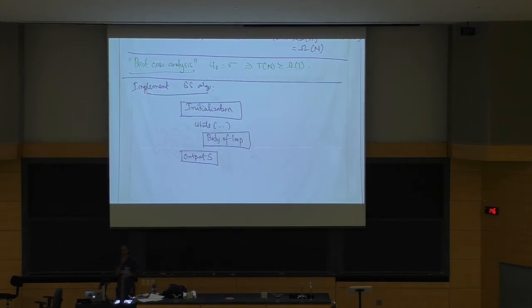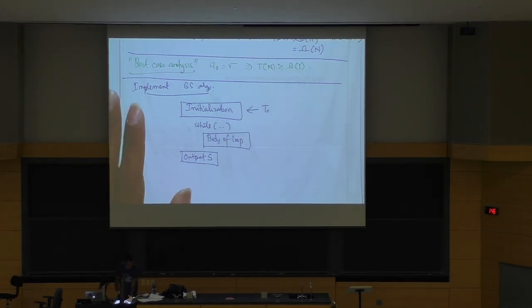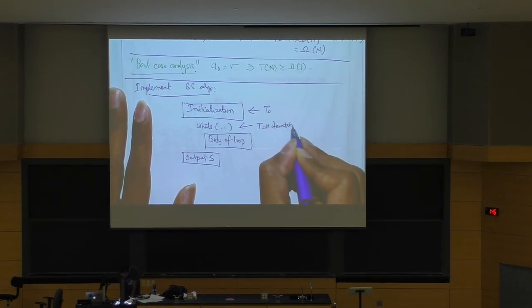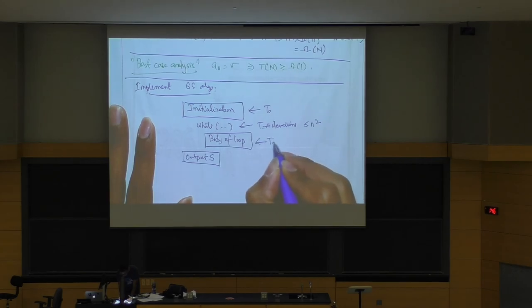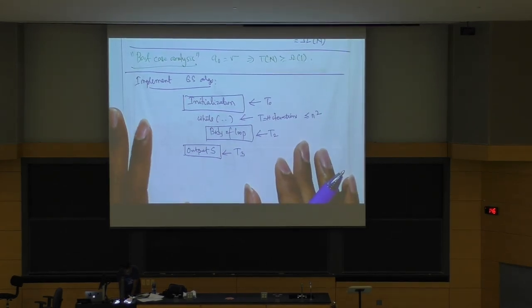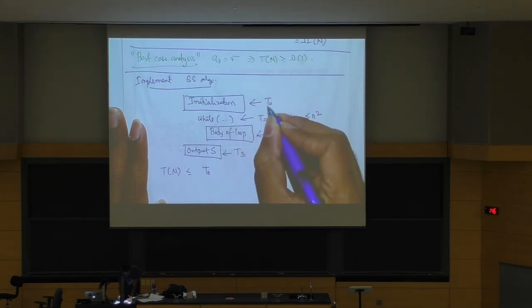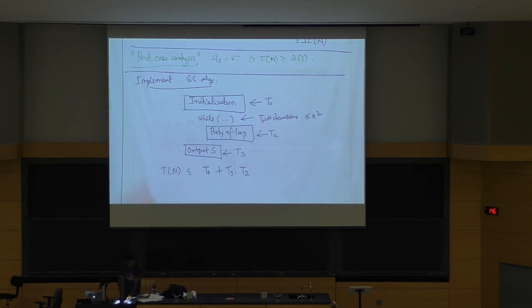Okay. And so again, if you look at the structure, it's actually similar to what we did for linear search too, except we have this extra initialization step. Let's say it takes time T0. Let T1 be the number of iterations, which we have already argued is n squared. Let the body of the loop be T2, outputting be T3. And so what we have overall is T of n is at most T0, which is the initialization step, plus T1, the number of iterations, times T2, the worst case time it takes on each iteration, and then plus T3 at the end.